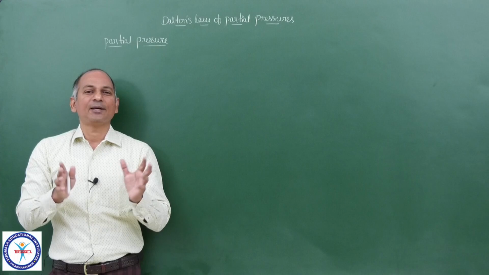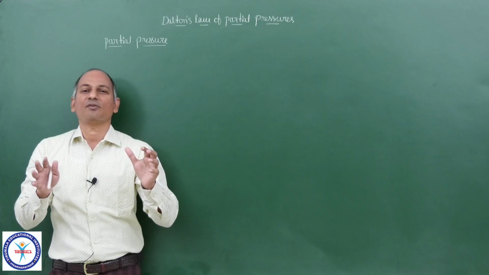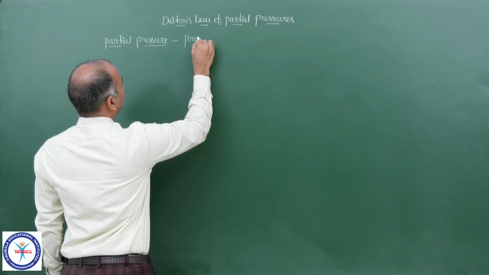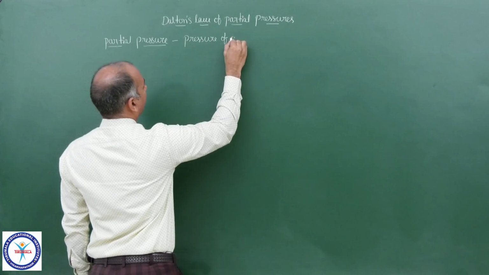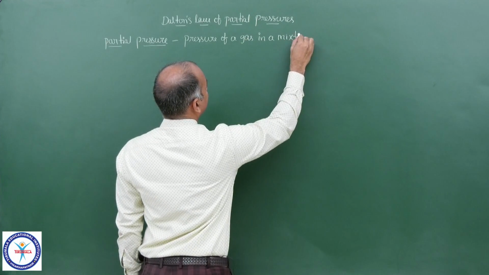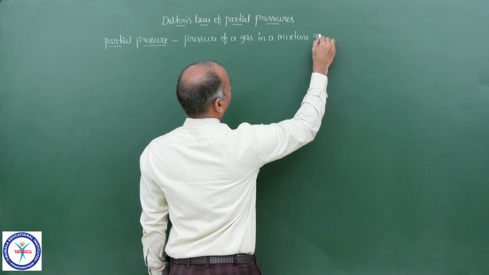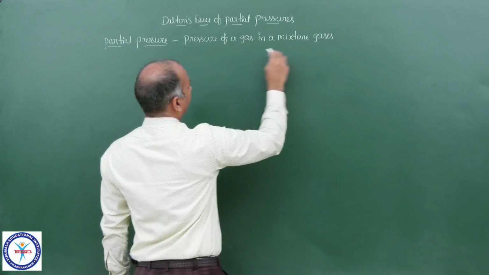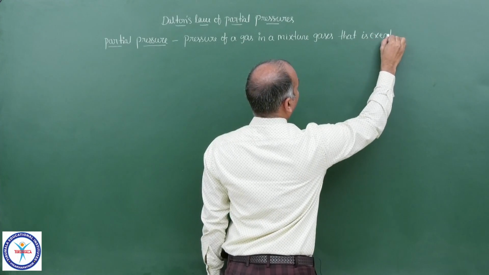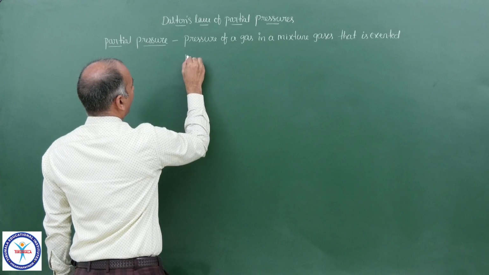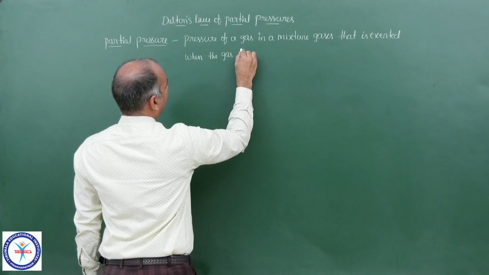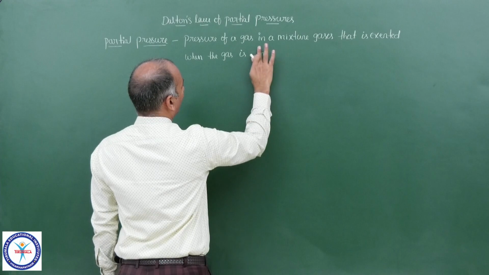Partial pressure is the pressure of one particular component in a mixture of gases, and it is technically defined as the pressure of a gas in a mixture of gases that is exerted when that particular gas is alone in that vessel, is present alone.